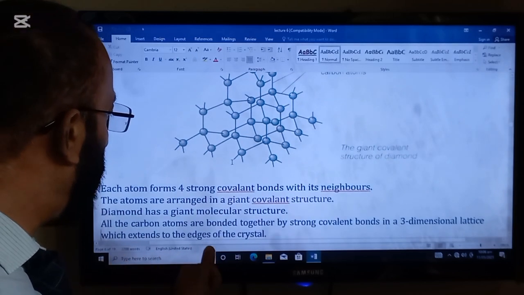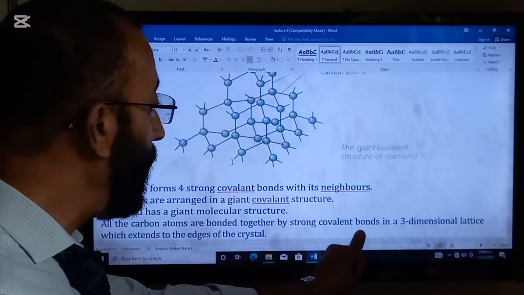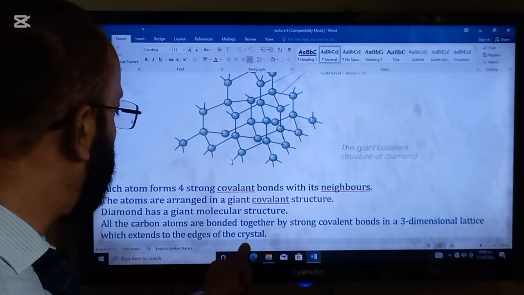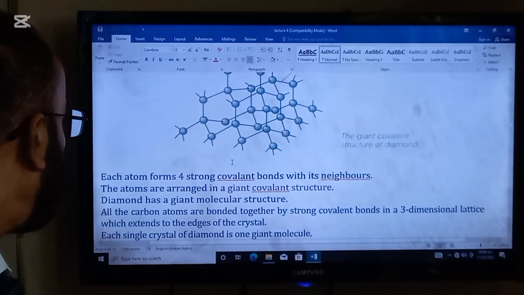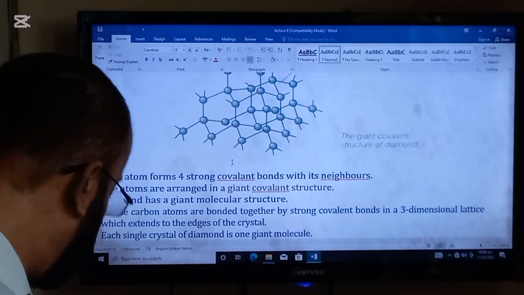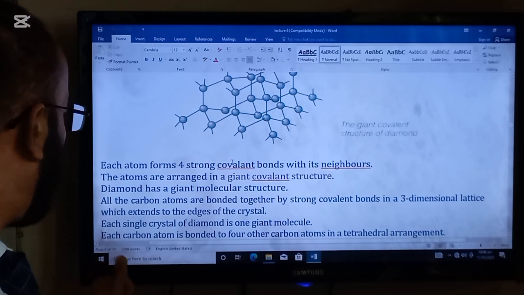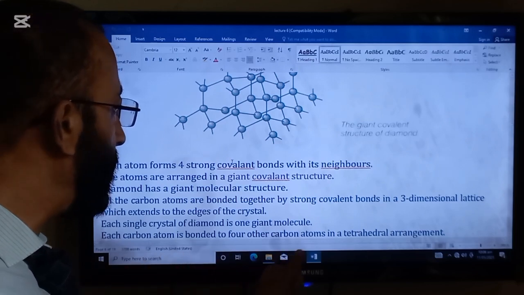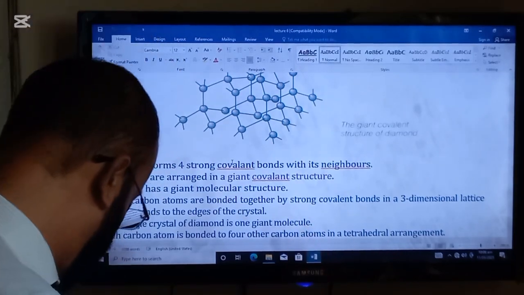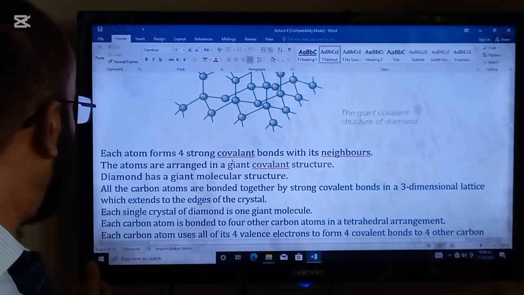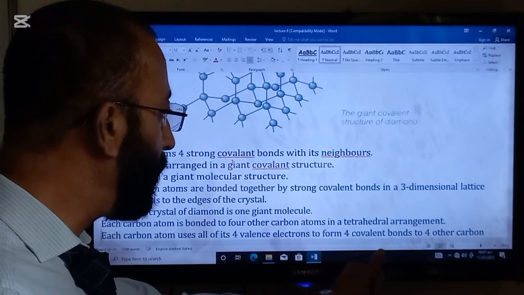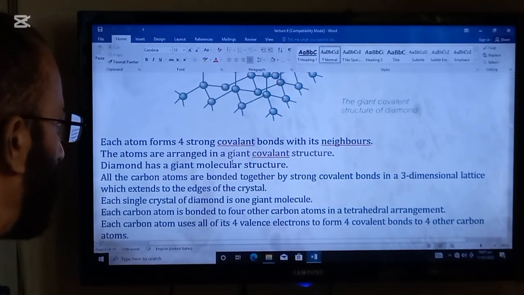All the carbon atoms are bonded together by strong covalent bonds in a 3-dimensional lattice, which extends to the edges of the crystal. Each single crystal of diamond is one giant molecule. Each carbon atom is bonded to 4 other carbon atoms in a tetrahedral arrangement. Each and every point is very important. Each carbon atom uses all of its 4 valence electrons to form 4 covalent bonds to 4 other carbon atoms.